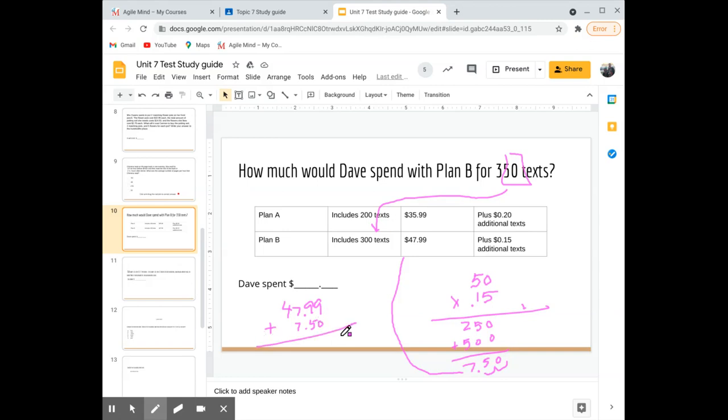9 plus 0. Somebody besides Emma say it. Emma's saying it anyways. What's 9 plus 0? 9. What's 9 plus 5? 14. Thank you. 8 plus 7. 15. Good. 4 plus 1. 5. So how much would I be paying? $55.49. Perfect.